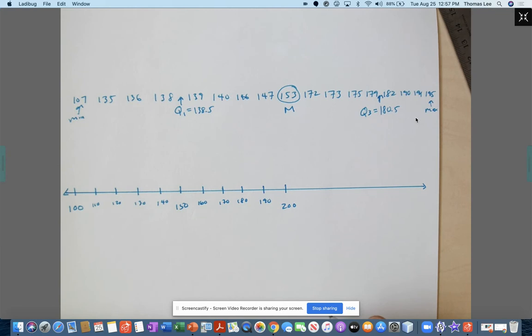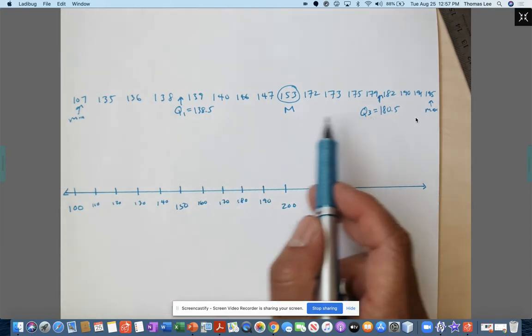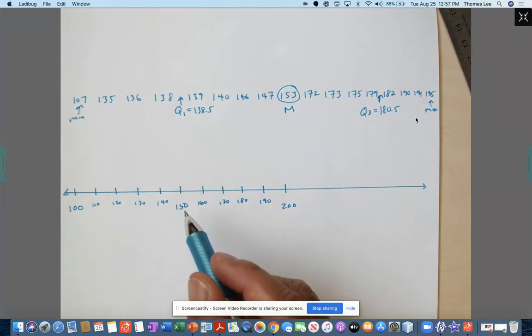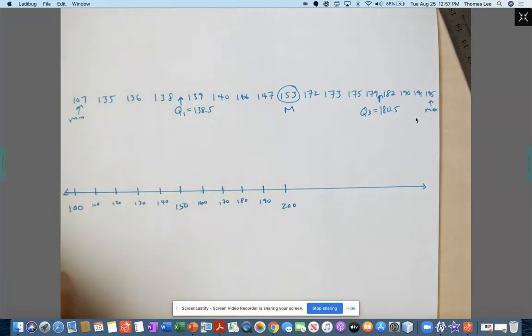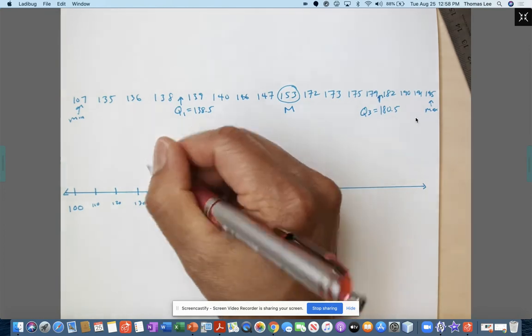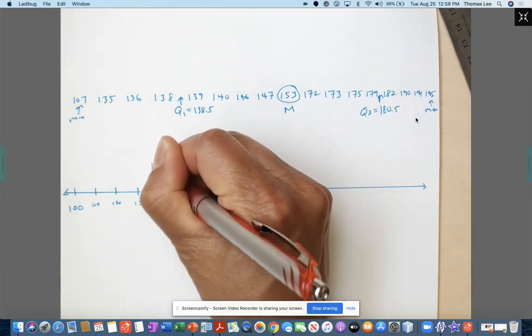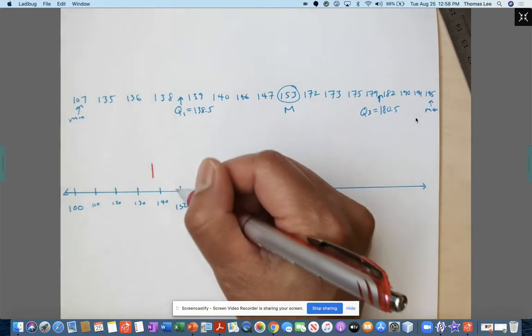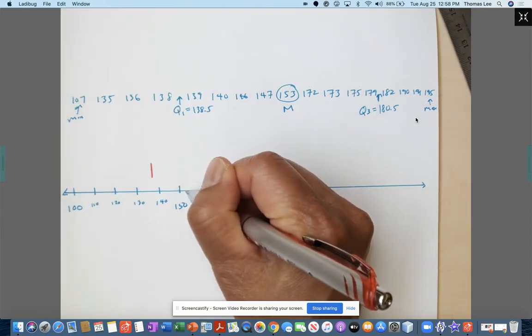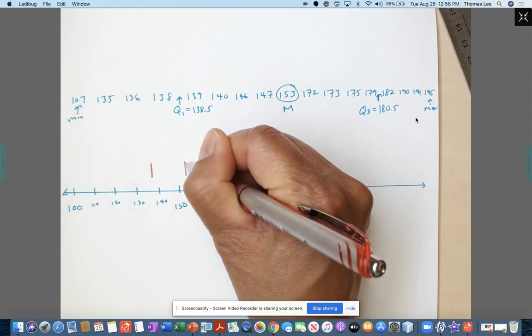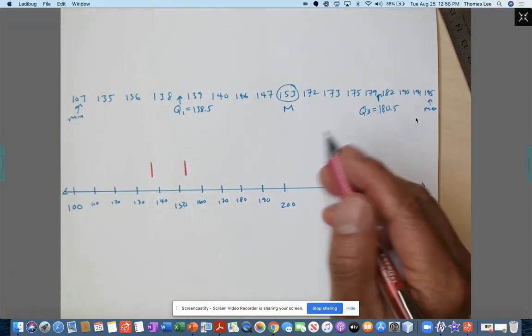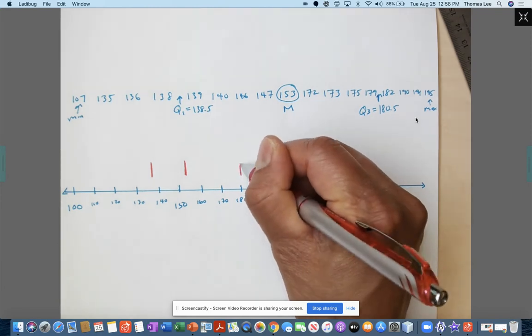Okay, and then I simply plot my Q1, my Q3, and my median. That makes my box. So my Q1 was at 138.5, which is roughly, I don't know, roughly there. Okay, my median is at 153, so 1.5, that'd be 155, so about there. And then my Q3 is at 180.5, so just a little bit higher than 180.